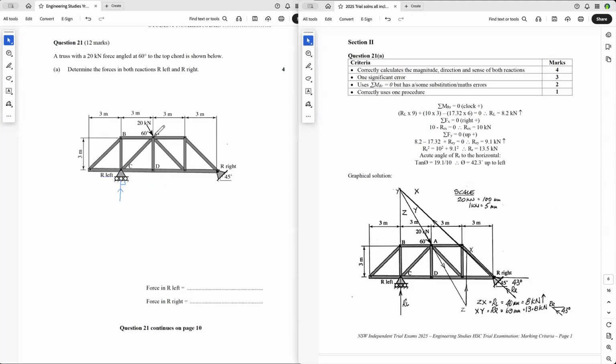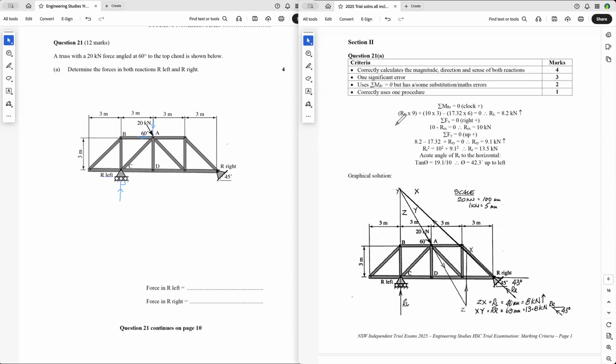And then probably the best way of doing this is, if you're going to do it analytically, I'll show you how it's done graphically in a moment. You break this force up into components. And so this horizontal component will be 20 cos 60, which will be 10, and the vertical component will be 20 sine 60, which will be 17.32.